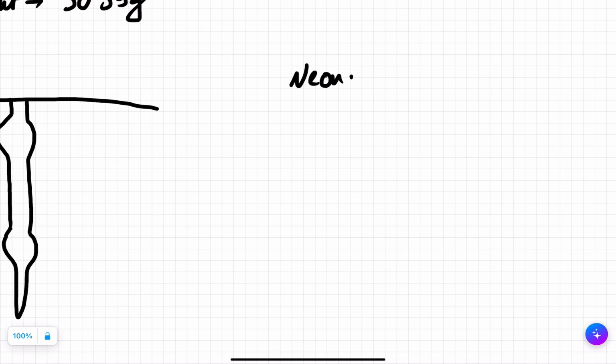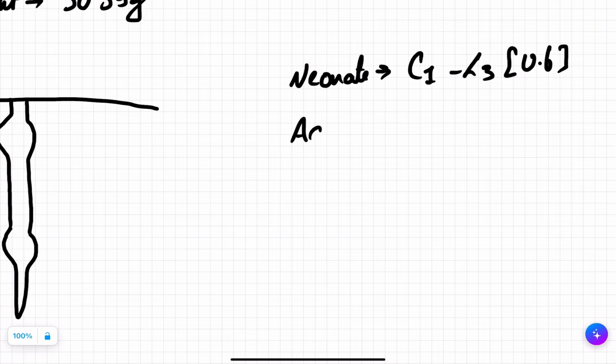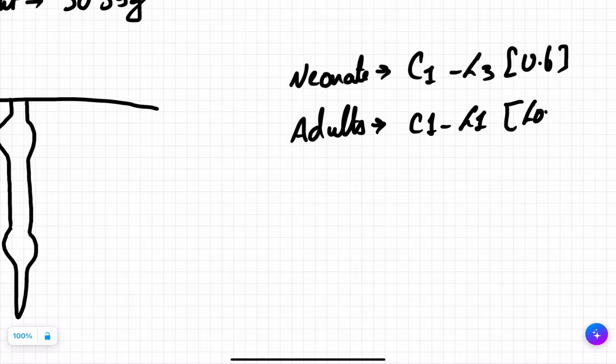In the neonate, the extent is from C1 vertebrae, or you can say from the foramen magnum to what? L3 upper border. I will give you the notes, so don't worry. In case of adults, this extent is from C1 to L1. Here, this will be the lower border. Got it?